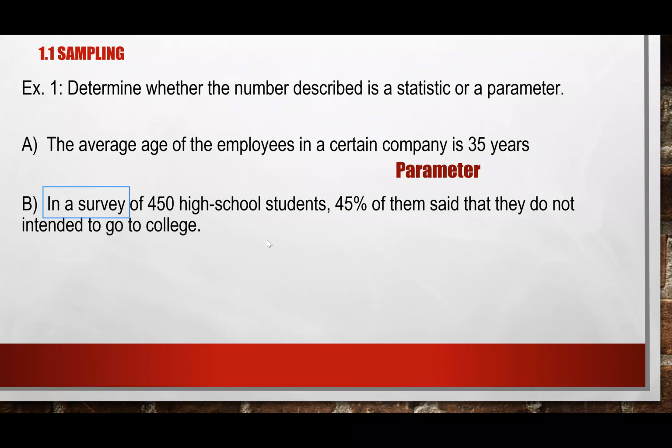Why is it a statistic number? Because if you look at high school students, there are millions and millions of high school students, right? Looking at this, we only have 400 high school students, and with these 400 high school students, 45% of them say that they intend to go to college. The 45% represents the statistic, because we did not get every single high school student to respond.